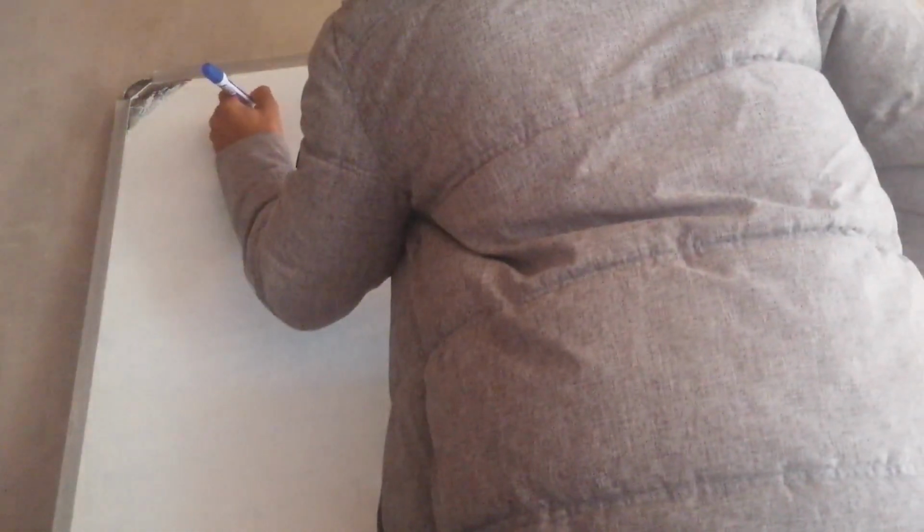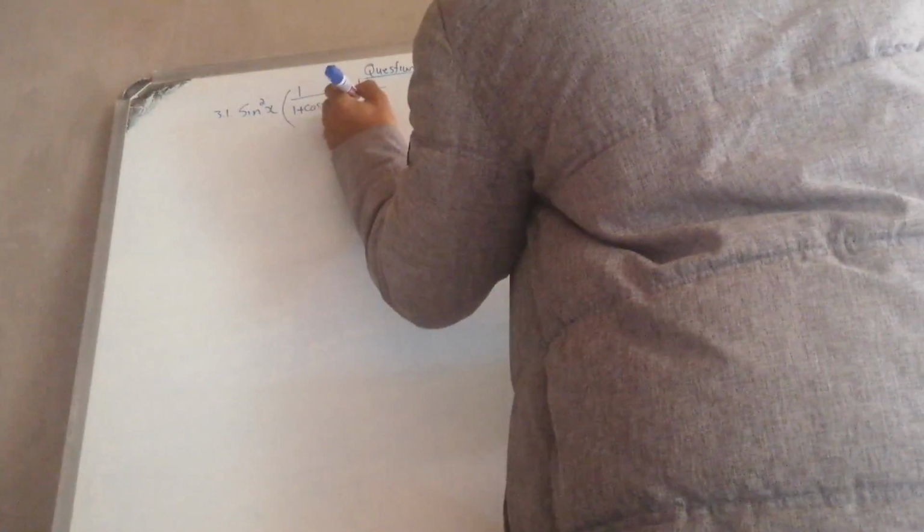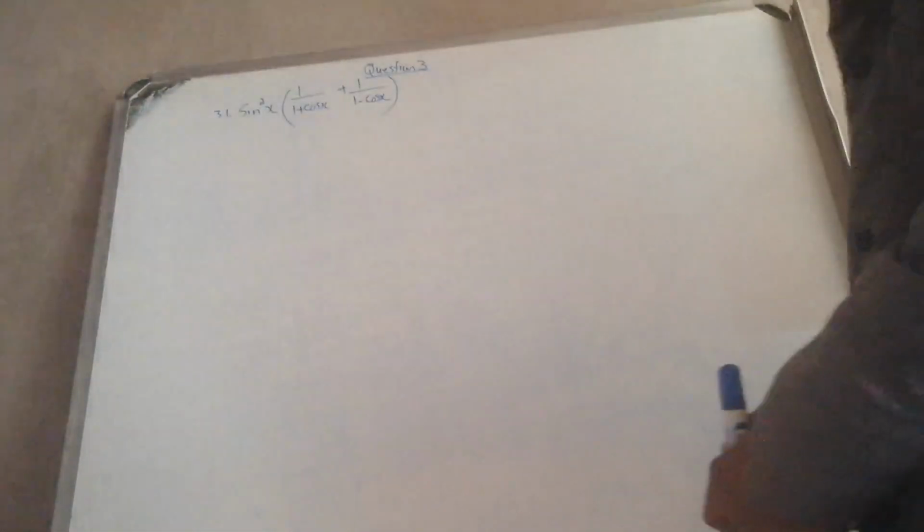3.1, they say we should simplify sine squared x times 1 over 1 plus cos x plus 1 over 1 minus cos x. This is exactly what we have, and we need to simplify that. 5 marks are provided for this. Okay, that is fine. How do we simplify something like this?